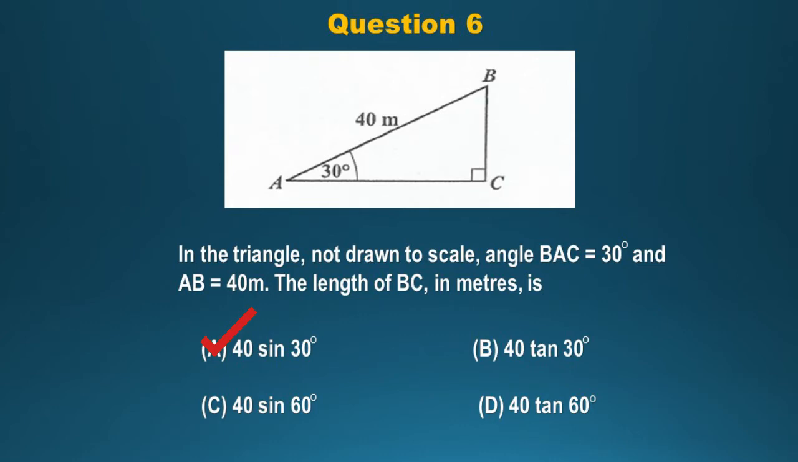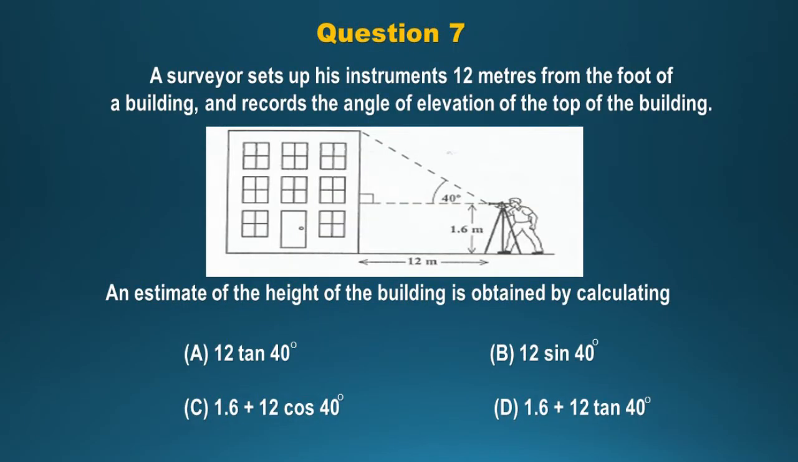And that solution would have been A. A surveyor sets up his instruments 12 meters from the foot of a building and records the angle of elevation to the top of the building. Now, interesting question here. What they are saying to us is that the distance between the building and the surveyor is 12 meters.